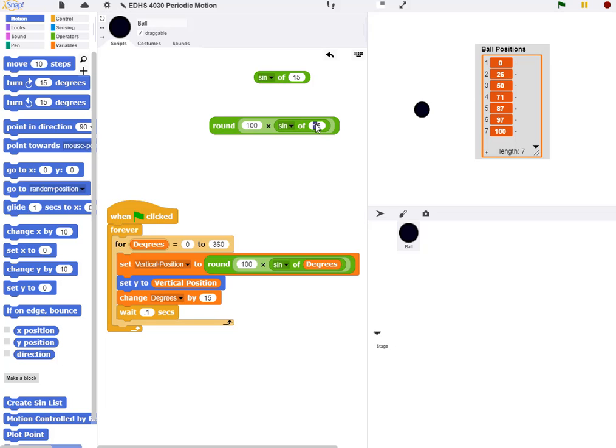And then if I go on to 30 degrees and ask for the sine of that, when I multiply it by 100 and round it, I get 50. And then for 45 degrees, I get 71. So you can see that as I work through the sine function, I'm generating the same numbers that were in the tables that we saw in the last video.